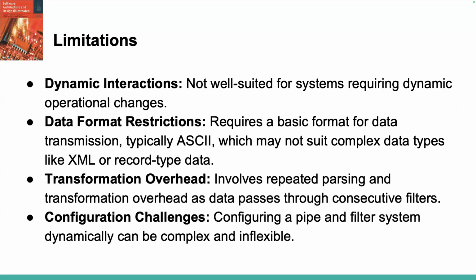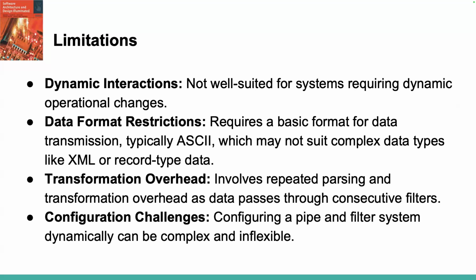Of course, there are some limitations to consider. Dynamic interactions: pipe and filter is not well suited for systems that require dynamic back and forth interactions between components. Data format restrictions: the architecture assumes a simple, stable data format, such as ASCII or binary streams, which may not be suitable for more complex data types like XML or JSON. Transformation overhead: each filter may need to repeatedly parse and transform data, adding overhead to the system. Configuration challenges: dynamically configuring a pipe and filter system can be difficult, as it's not designed to handle rapid changes in system behavior.